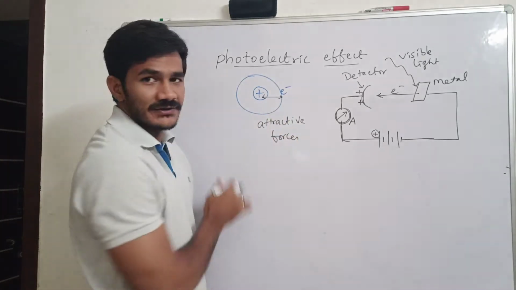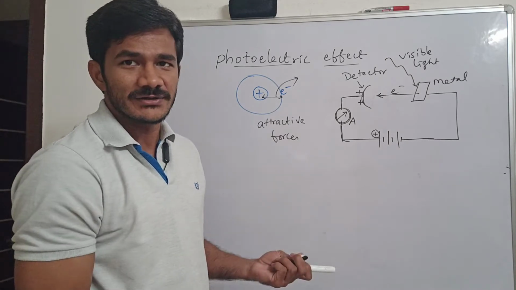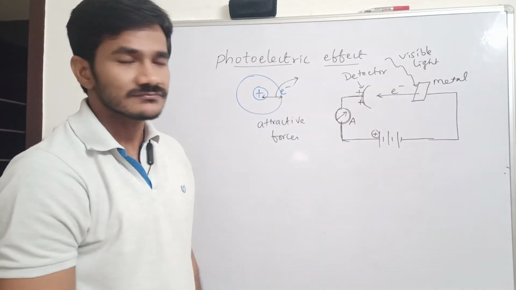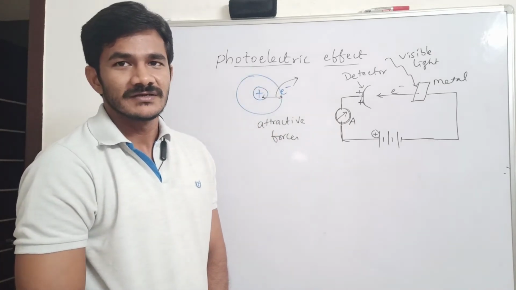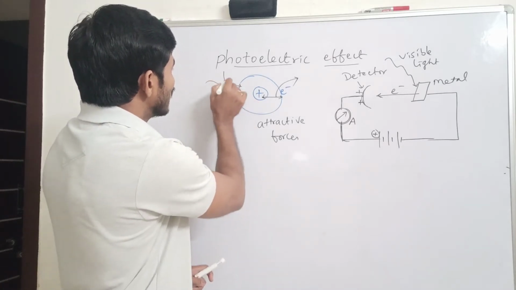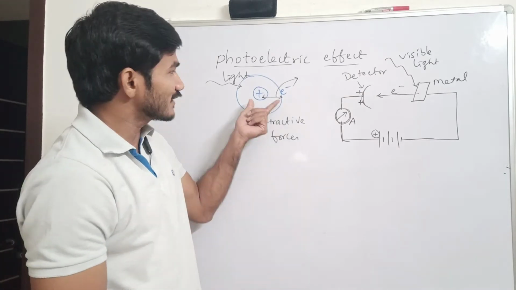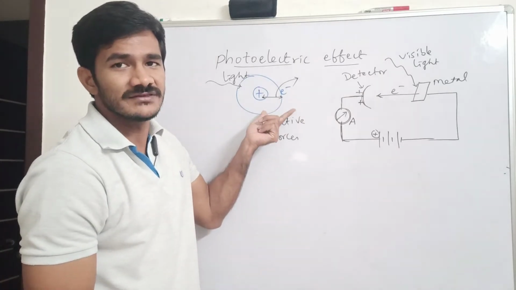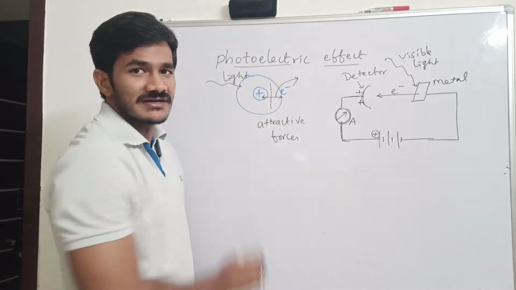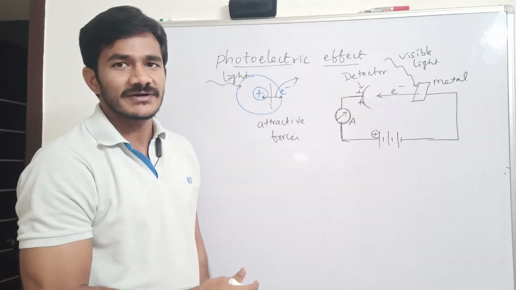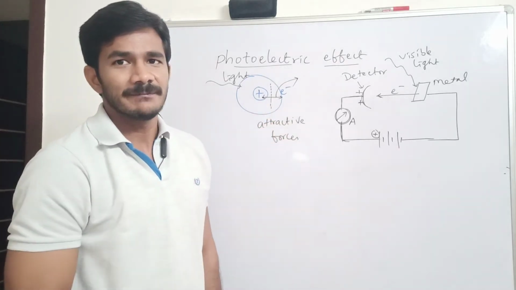Since the nucleus and electrons are held together by attractive forces, to eject the electrons, or to overcome the attractive forces, we have to supply some energy. When you supply energy, electrons will not come out immediately. There should be some work done between the nucleus and electron. We have to break the attractive forces between them. After breaking the attractive forces, only then will electrons come out from the metal.